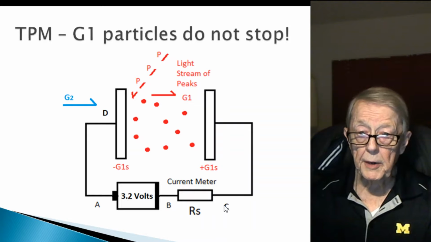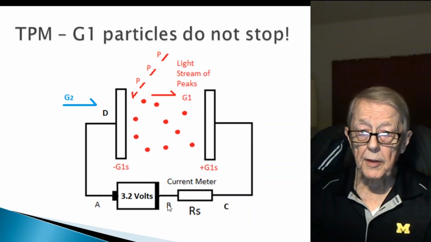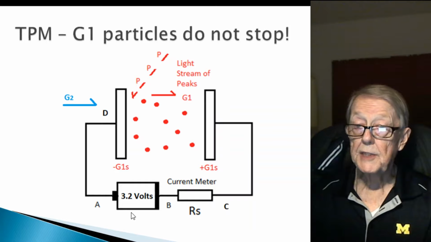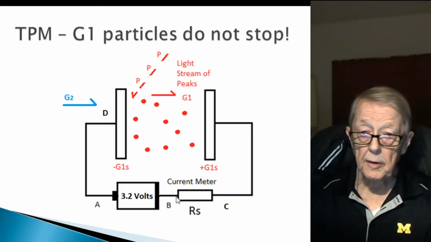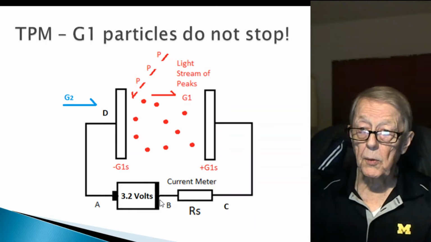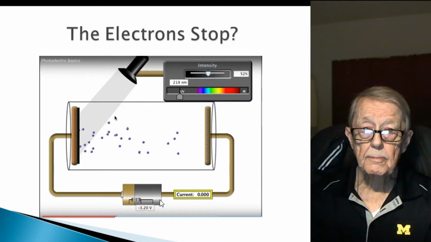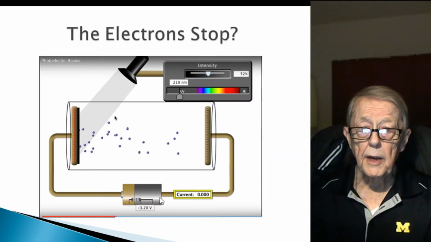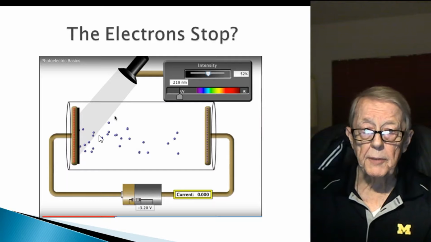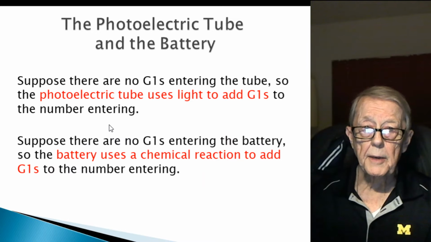However, I'm going to point out shortly that in the particle model, the value of B and the value of C are the same, even though there are lots of them flowing through here. Okay, so the electrons don't stop. They just don't hang there and eventually stop flowing.